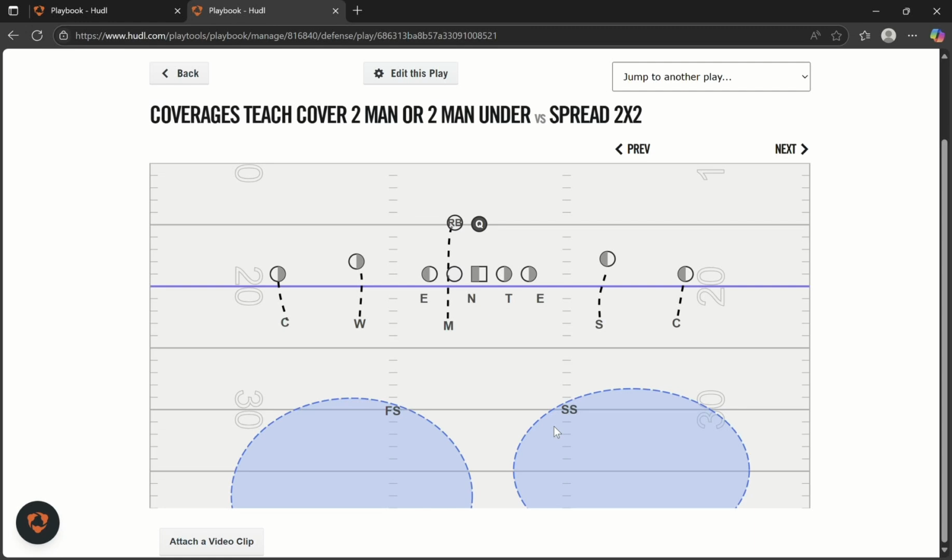Everybody else is in man coverage. There comes the man, so cover 2 man. Everybody else is in man coverage underneath.